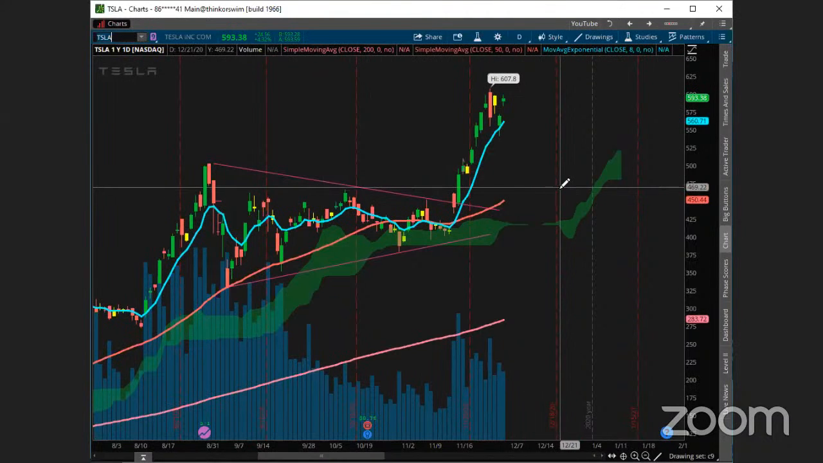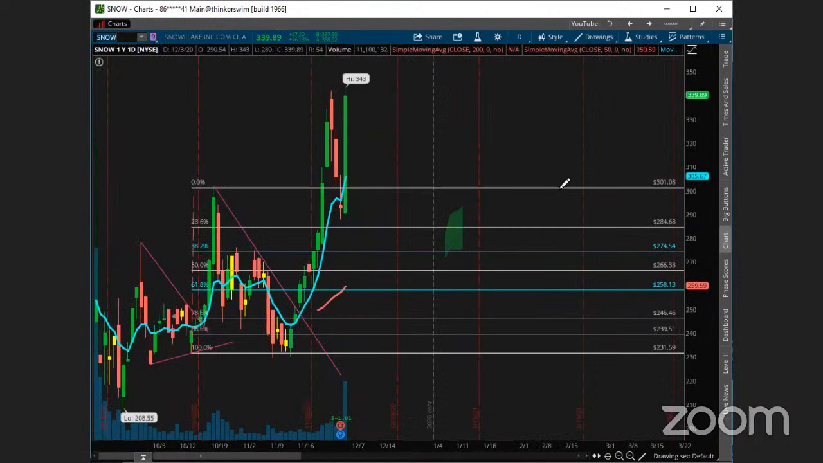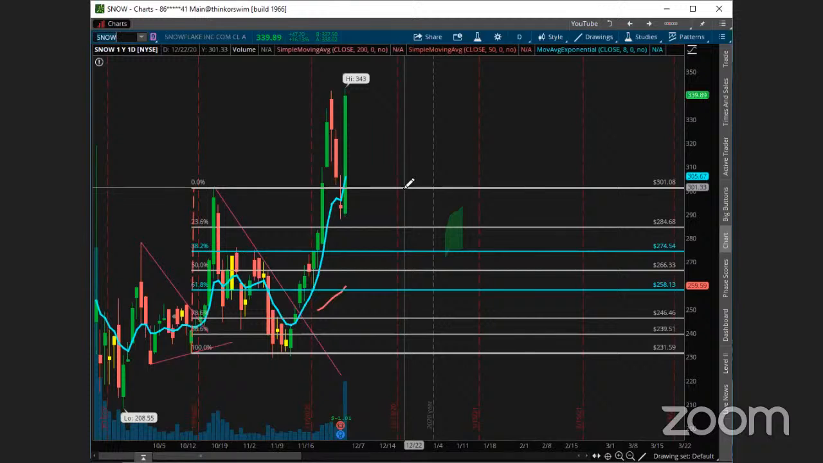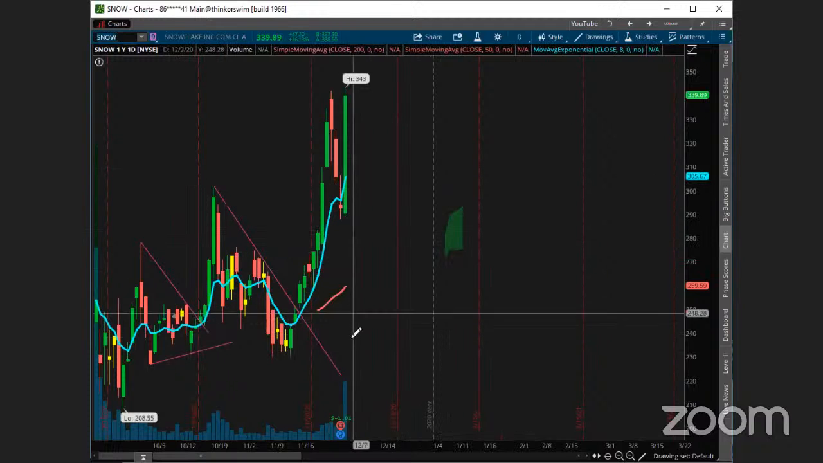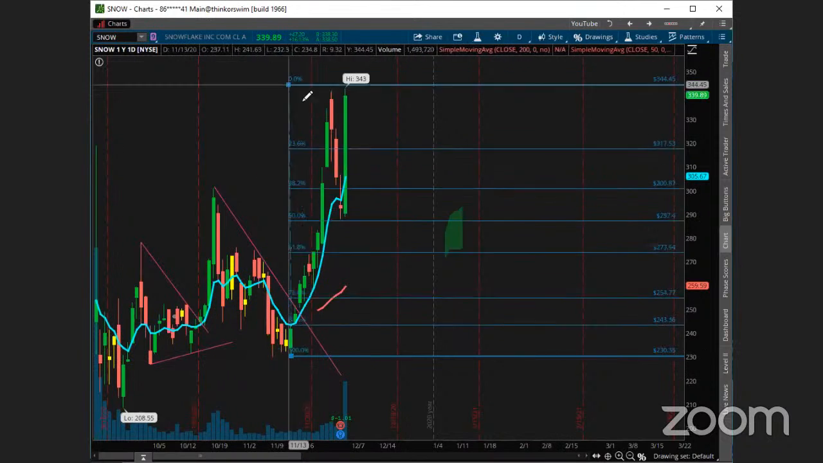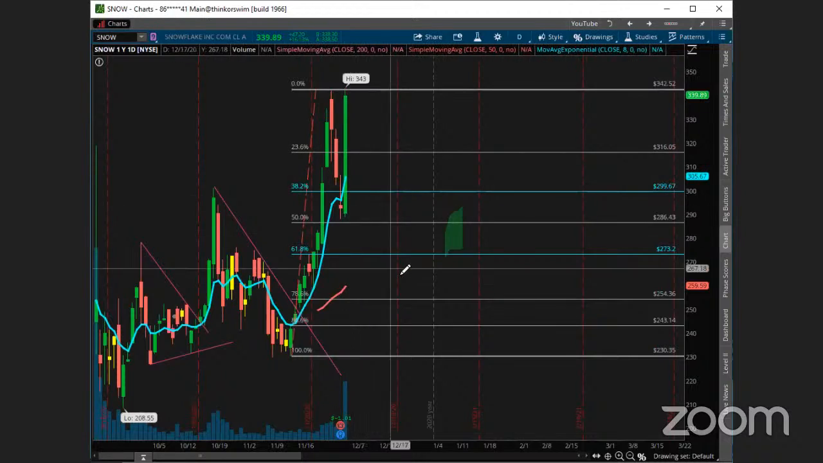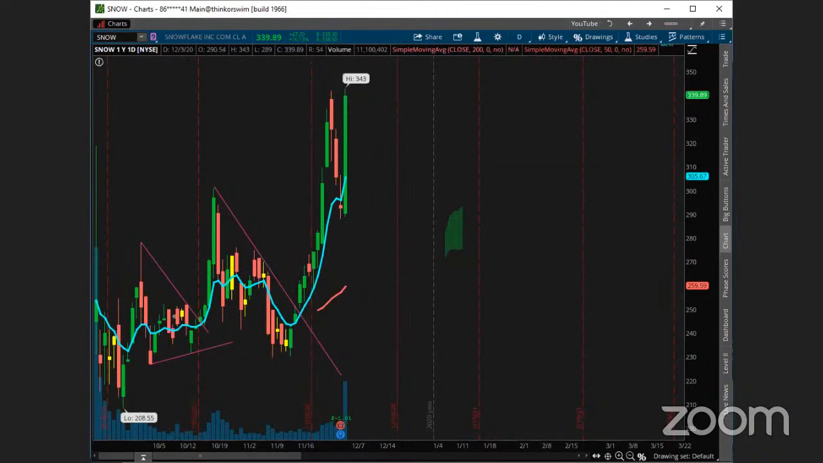I love it. ZEK, so Snow bounced nicely off of that 618 retrace. Yeah, so let's take a look here. It depends where you go from, right? So you go here to here. Yeah, I mean, it held basically that 382 for a nice move off of that. Just depends where you start from, but good stuff there on Snow. Love it.